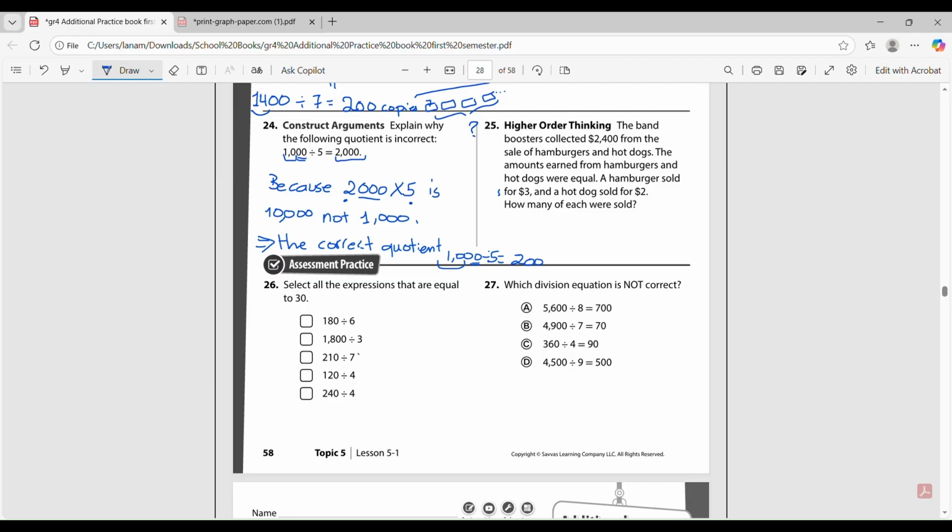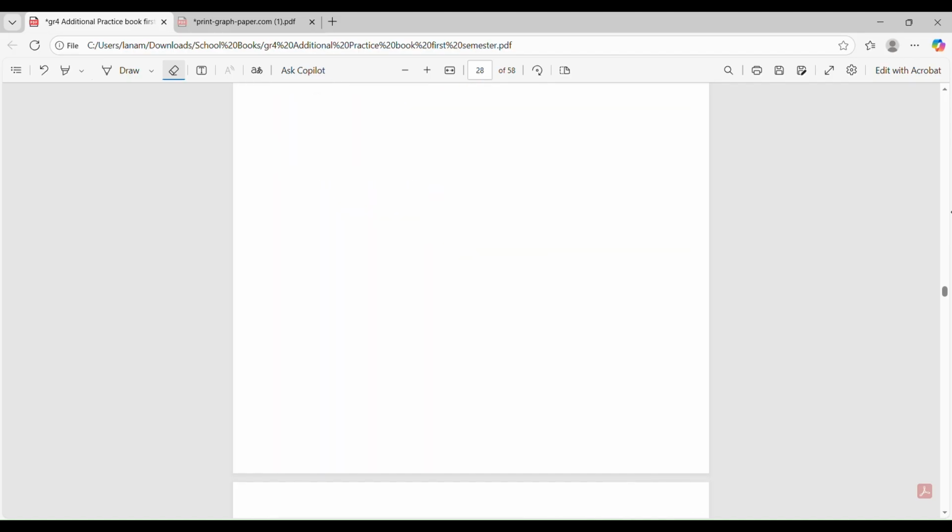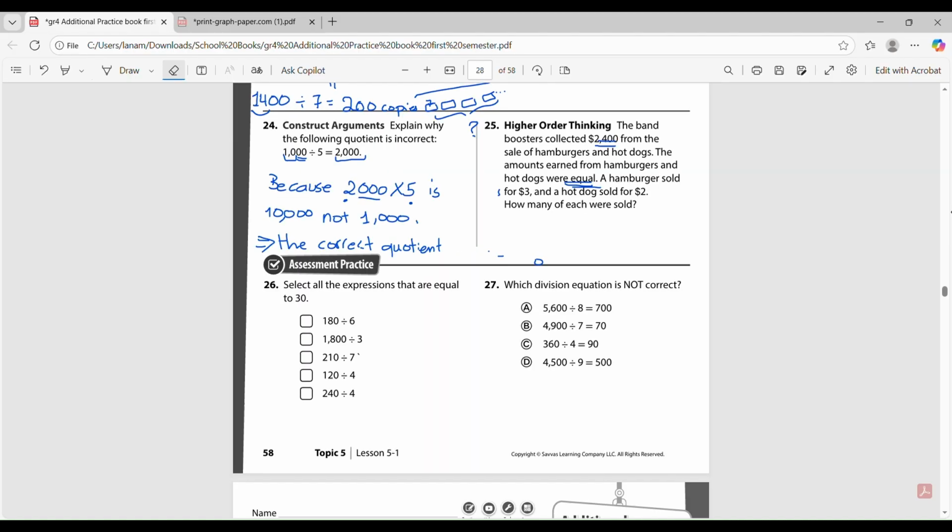Now question 25, the band boosters collected 2,400 for the sale of hamburgers and hot dogs. The amounts earned from hamburgers and hot dogs were equal, so this is important, I have equal amounts. A hamburger sold for $3 and a hot dog sold for $2. How many of each were sold? So I need to get the number of hamburgers and then the number of hot dogs sold.